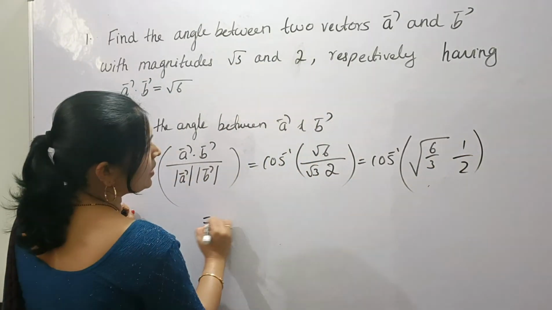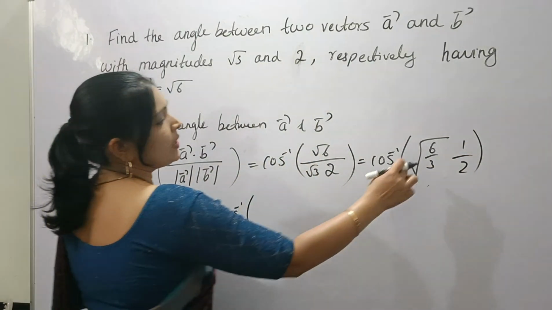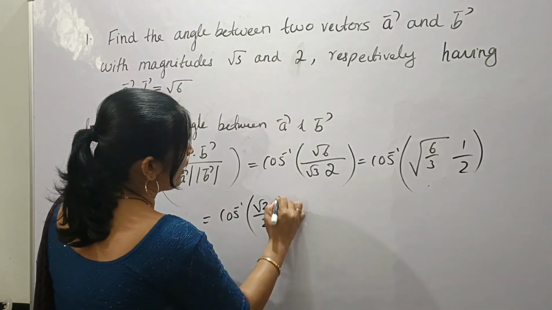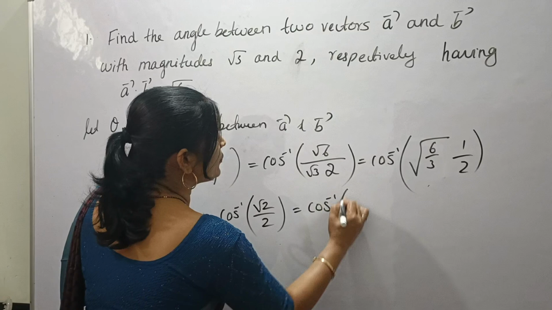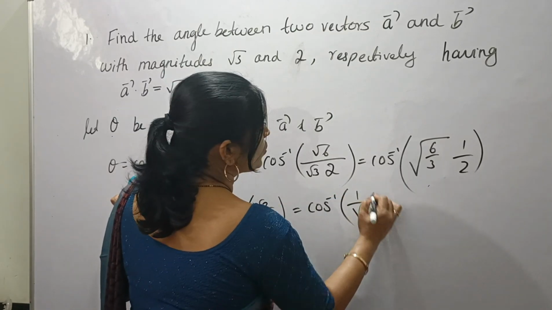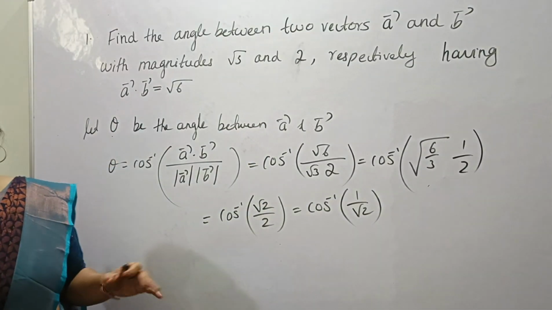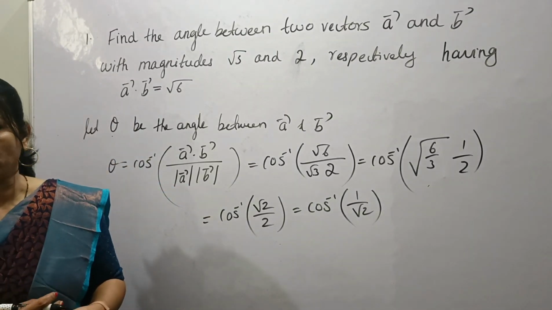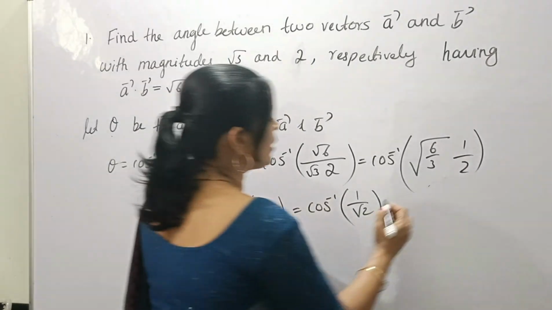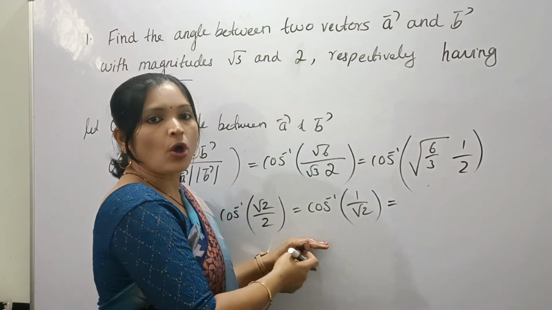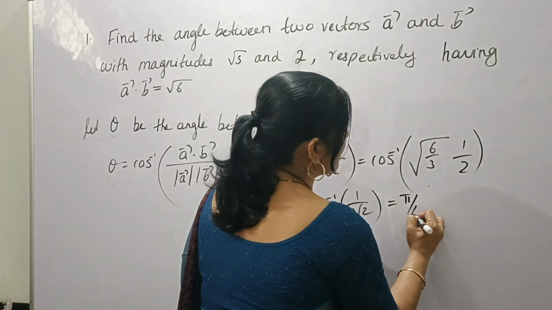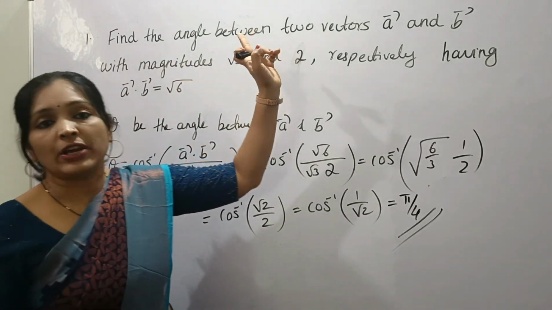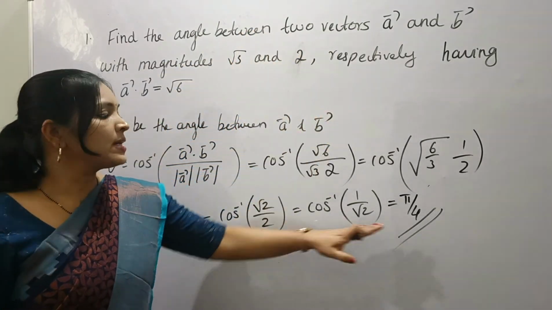That is equal to cos inverse of, here root 6 by 3 is root 2, root 2 divided by 2, that is nothing but cos inverse of 1 by root 2. When is cos 1 by root 2? Cos 45 degrees, that is pi by 4, right? Cos pi by 4 is 1 by root 2. Therefore, cos inverse of 1 by root 2 is pi by 4. Therefore, the angle between vector A and vector B is pi by 4.